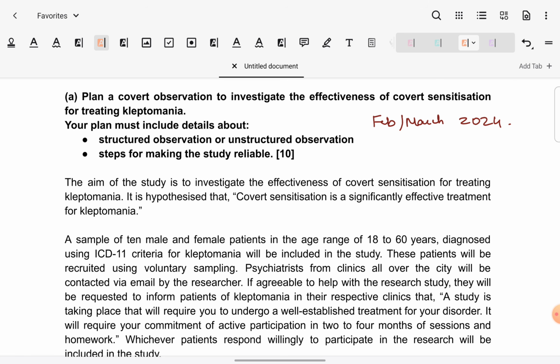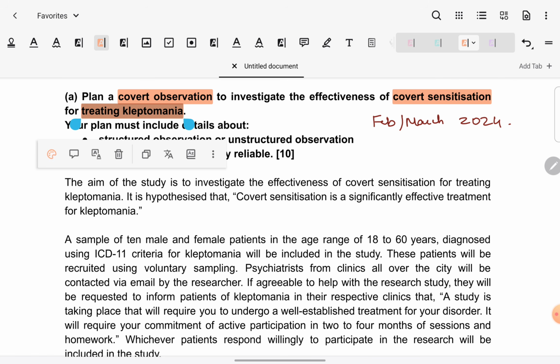Okay, I'm reading out the question first. They've asked us to plan a covert observation to investigate the effectiveness of covert sensitization for treating kleptomania. Your plan must include details about structured observation or unstructured observation, steps for making the study reliable. Alright, so this is what we have to cover. Whatever is given in the question, it's always compulsory to cover that.